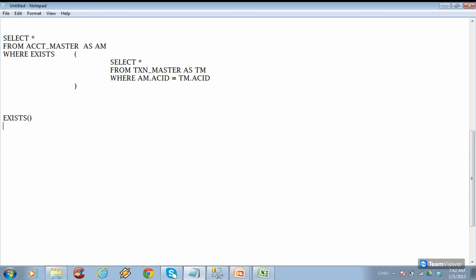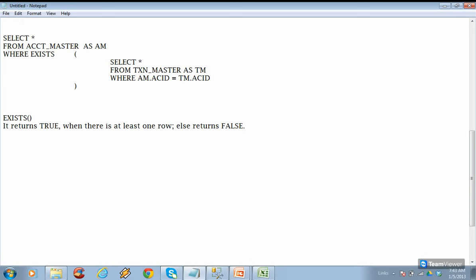Exist, okay. It returns true, and there are some rows. There is at least one row. Else it returns false. Okay, so this is what the exist function is.